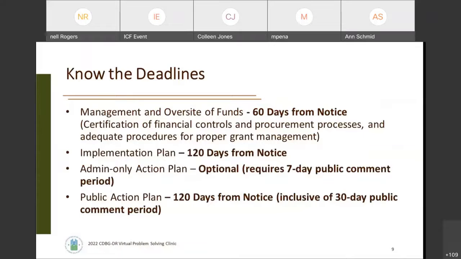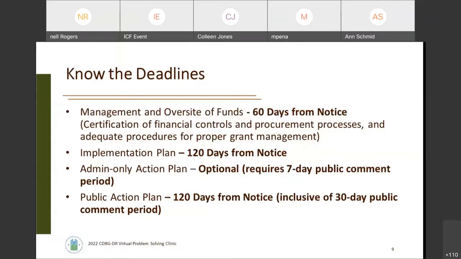So one of the first things that you'll need to do is a management and oversight of funds assessment. This is called a certification checklist, and HUD provides a template for that. And those are due to HUD 60 days from the applicability of the notice.